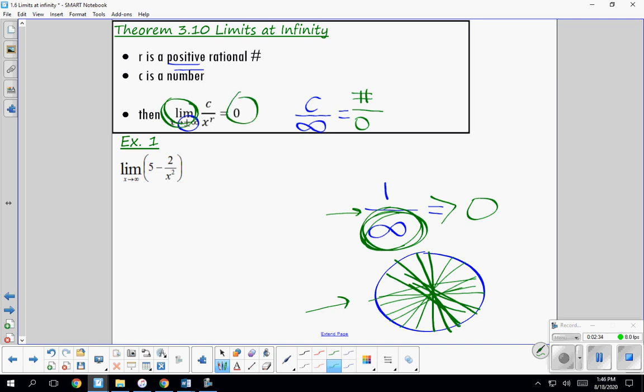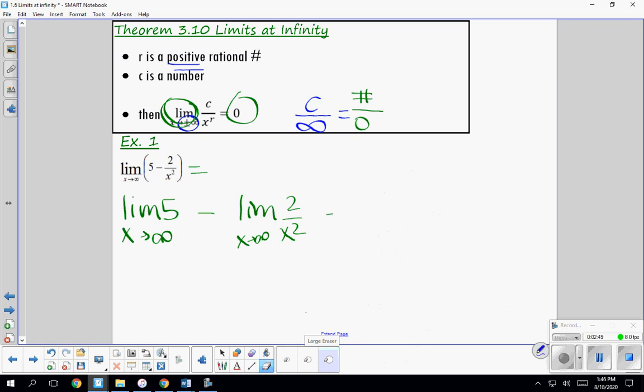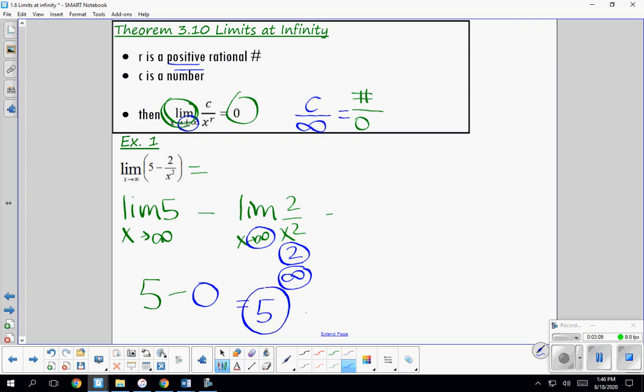So in my example here, I'm really taking the limit of each piece. I'm really taking the limit of 5 minus the limit of 2 over x squared. And remember, when we take the limit of a constant, it's still approaching that constant. And here, if I try to think of this as direct substitution, I get 2 over infinity. So again, think of this as like 2 pizzas now, split into a ton of pieces. Each piece is getting so small it's approaching 0. So my final answer is just 5.